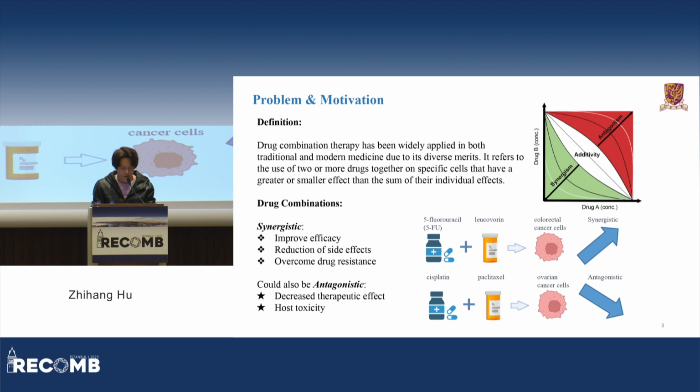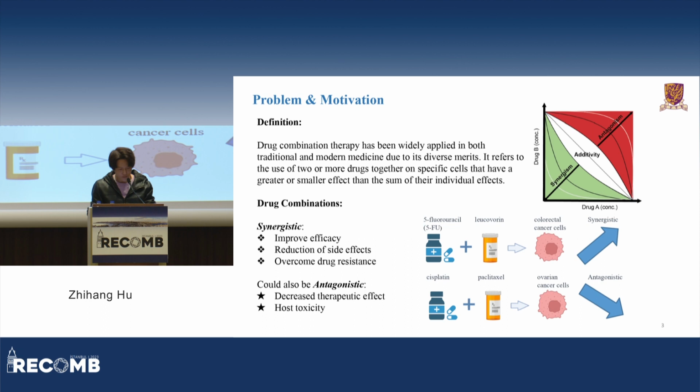Drug combinations can be synergistic, which improves efficacy, reduces side effects, and may also overcome drug resistance. For example, 5-fluorouracil plus lorcaserin on colorectal cancer cells will have a synergistic effect. On the other hand, drug combinations could also be antagonistic. It will decrease therapeutic effect or increase host toxicity, as illustrated in the example.